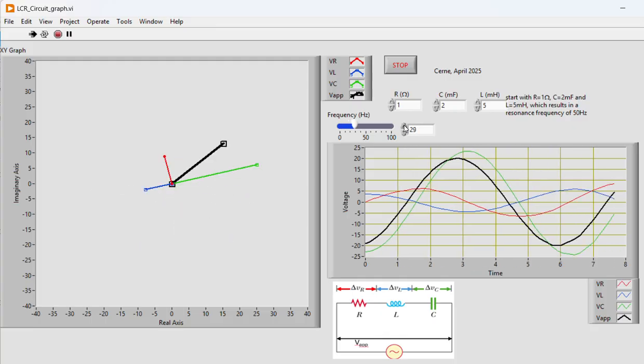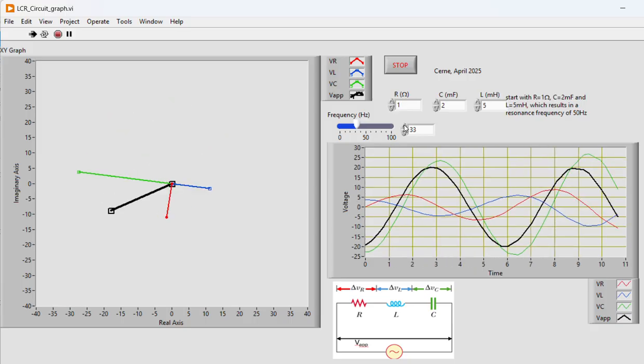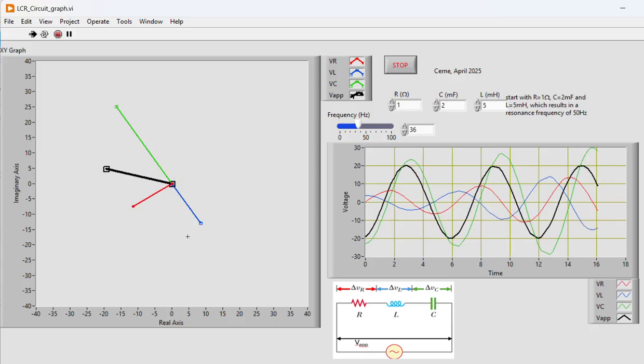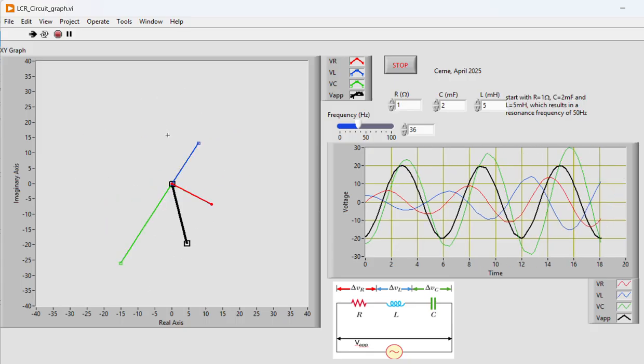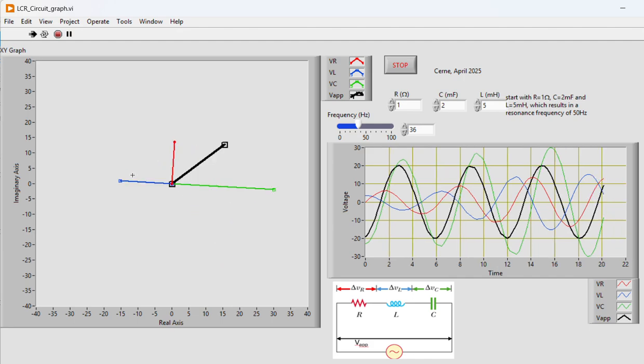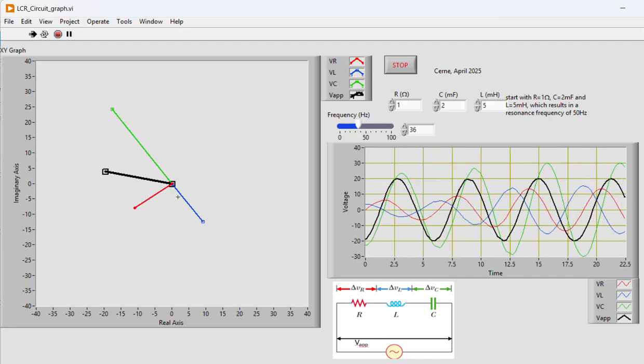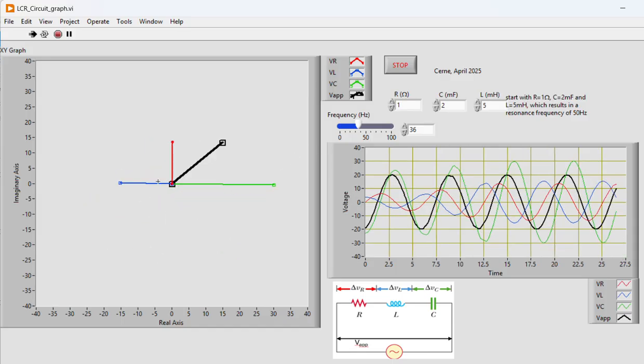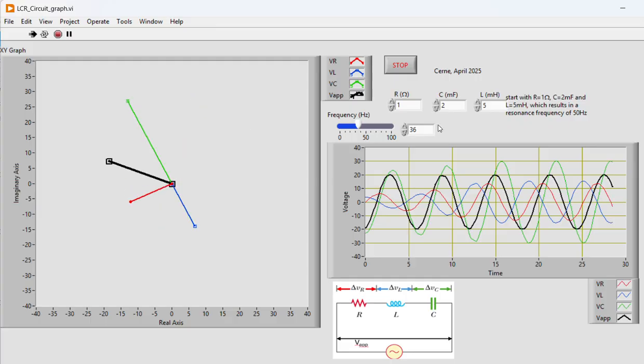As we're increasing the frequency, you'll notice a couple things happening. This is spinning faster because it's at a higher frequency. The blue vector is getting bigger because the impedance of the inductor is getting bigger, because it goes like omega times L. And the blue and the green will start canceling each other out.